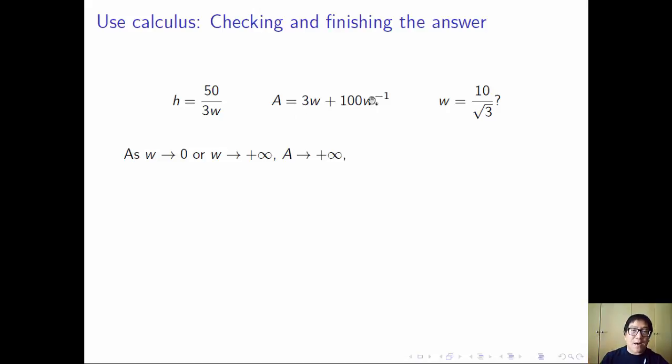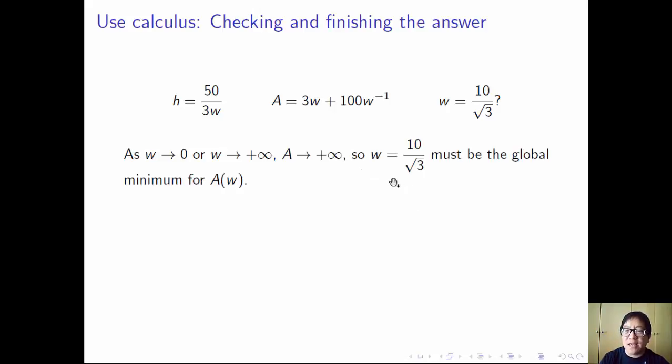If you think about it, an impossibly short shelter or an impossibly wide shelter, because the depth of each of those walls is always equal to 3, the total area of those walls is always going to go to infinity. So we can totally ignore these possibly weird solutions. And so it must be the case that w equals 10 over the square root of 3 must be the global minimum for A of w.